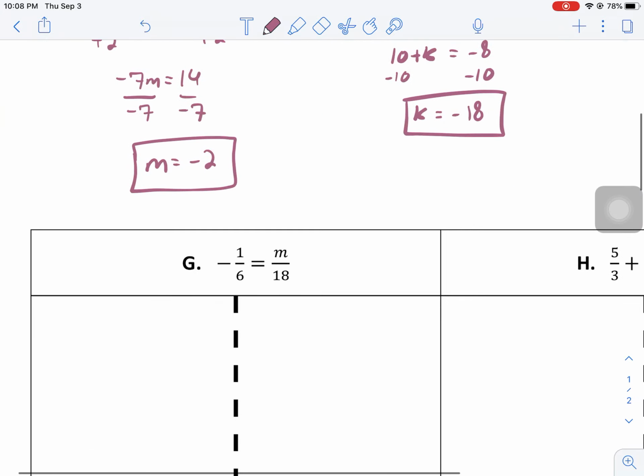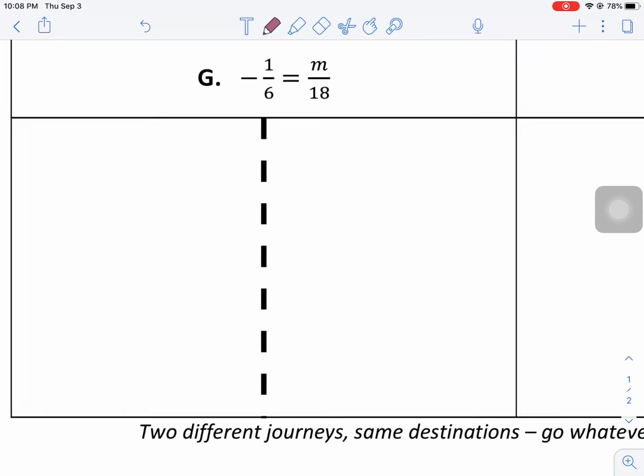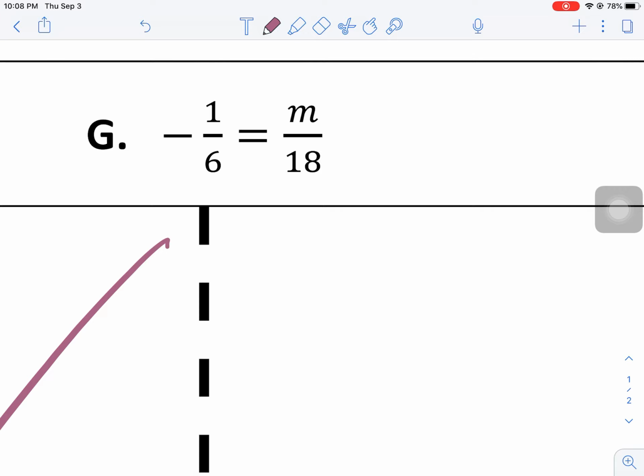The last two down here, okay? For g, there's only really one way that I would do g, because this is really just a one-step problem here, guys, so we don't need both of these squares. The one step here, right, we have m divided by 18. Well, how do we get 18 off of there? Well, we just multiply the 18 to both sides.